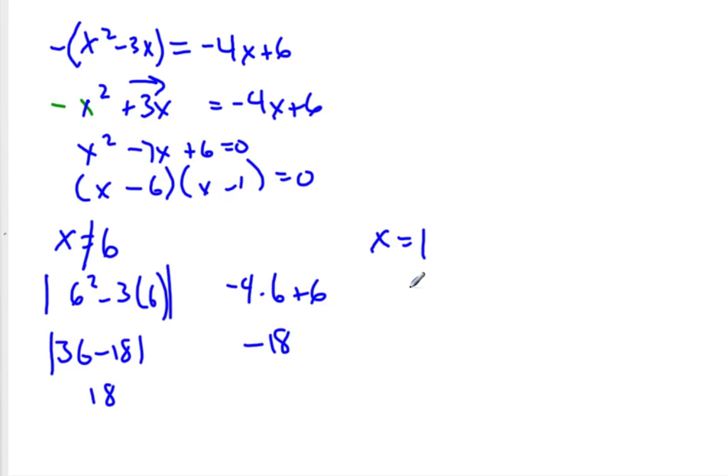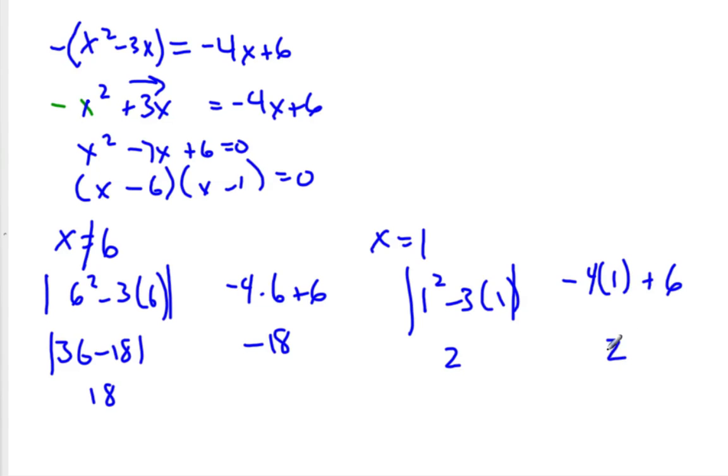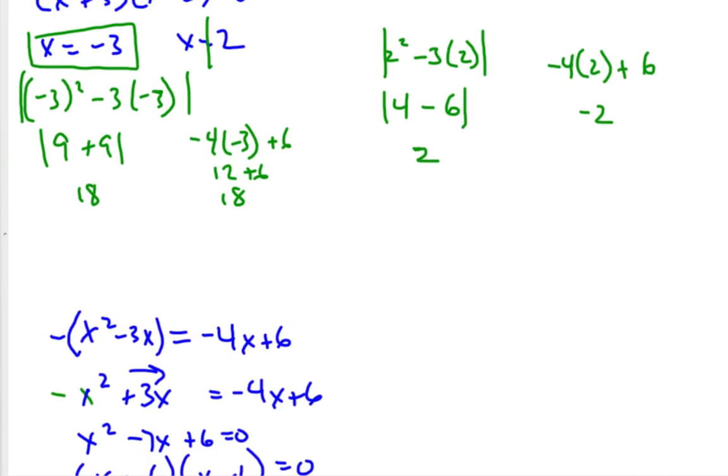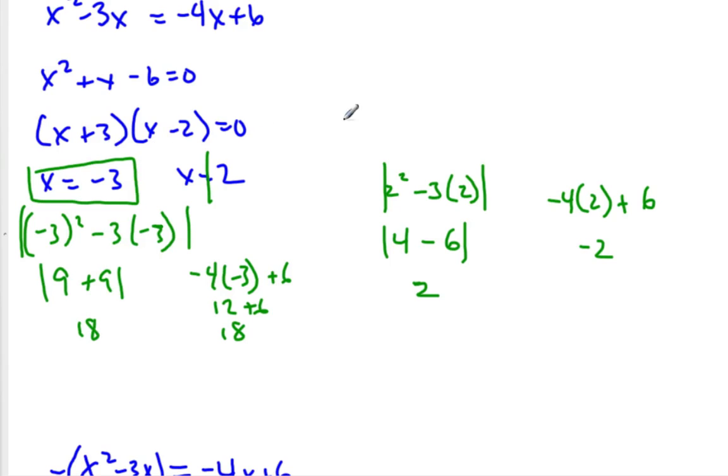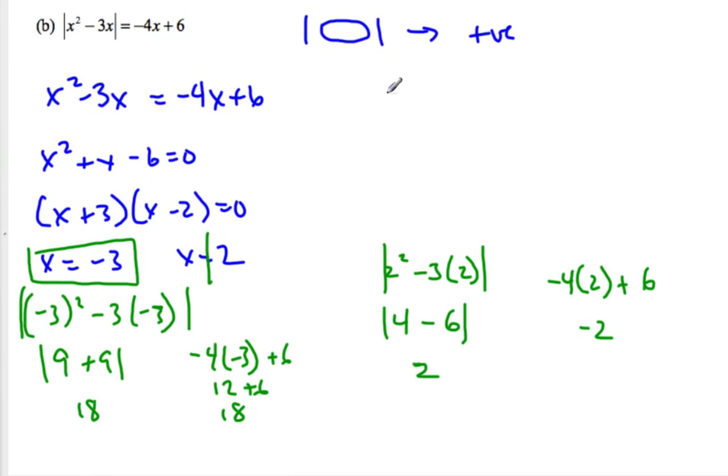When I look at this one, it is 1 squared minus 3 times 1, absolute value, which ends up being 1 minus 3, which is 2. The other side is minus 4 times 1 plus 6, that is also 2. So here is my answer, x equal to 1 and x equal to minus 3. Now my experience shows me that it is very typical that when you do these quadratics, you'll get 4 answers, but only 2 of them actually work out.